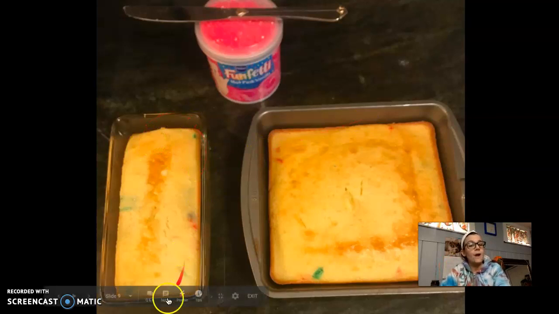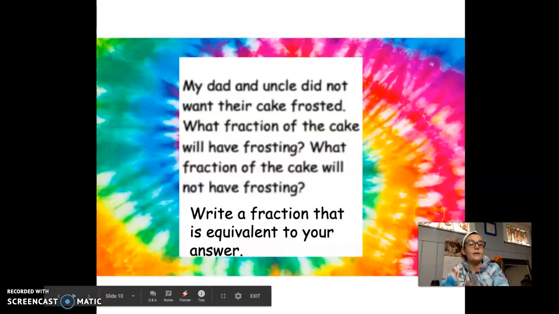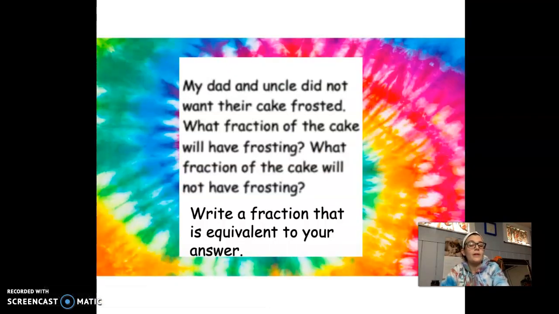So this fraction of the cake was mine, and this fraction of the cake was theirs. My dad and uncle didn't want their cake frosted. What fraction of the cake will have frosting and what fraction of the cake will not have frosting? And then what I want you to do is write a fraction that's equivalent to the cake that's frosted, and then a fraction that's equivalent to the cake that's not frosted.